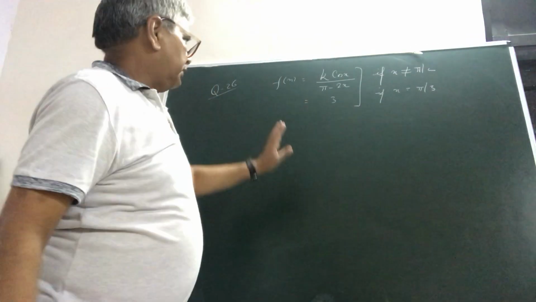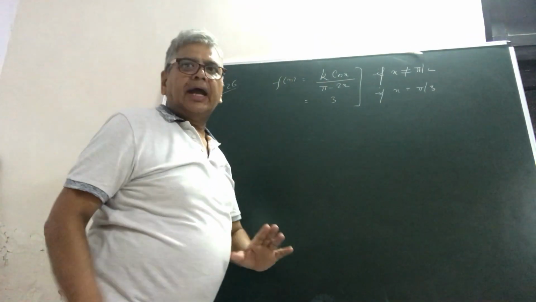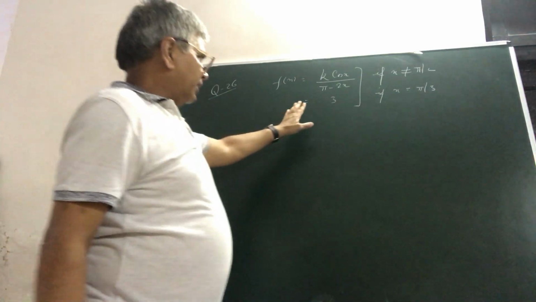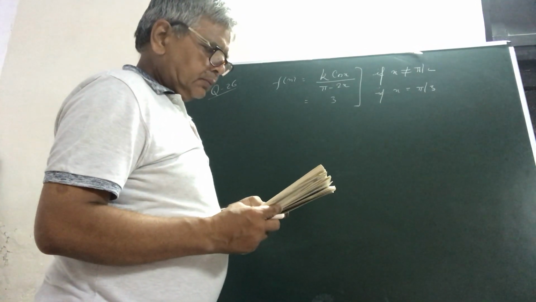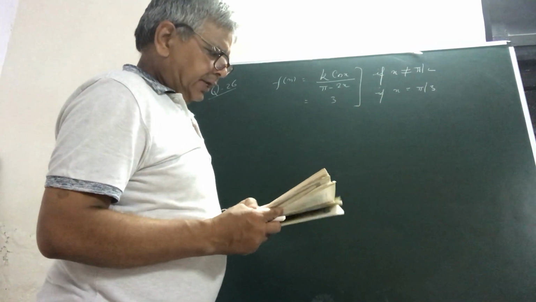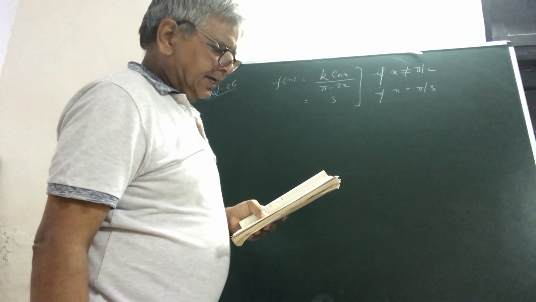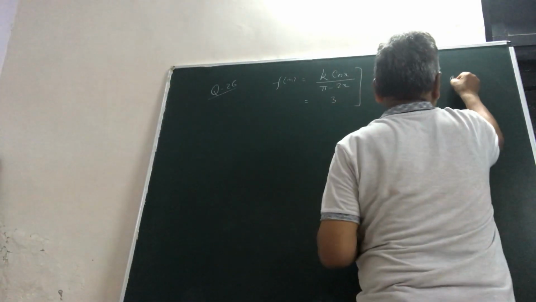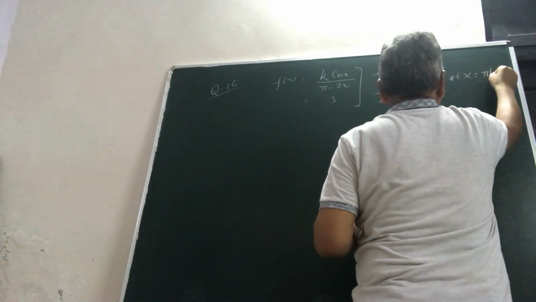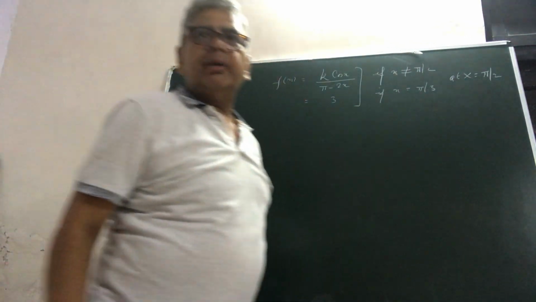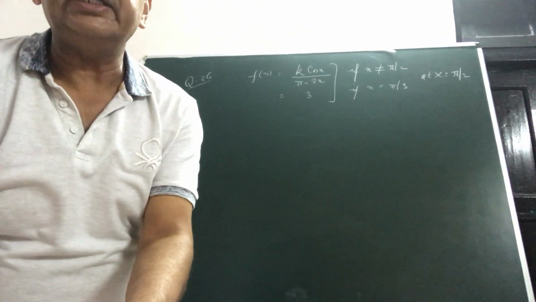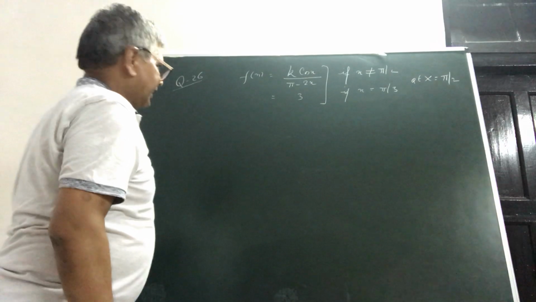So in all the questions from 26 to 29, there will be some unknown, like k here, and you have to determine it. What is given is that the function is continuous at the indicated point, and the indicated point is x is equal to pi by 2. So we have to make sure the function is continuous here at x is equal to pi by 2. What can we do best here?